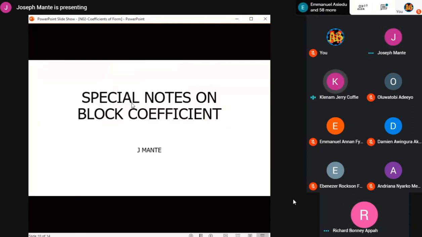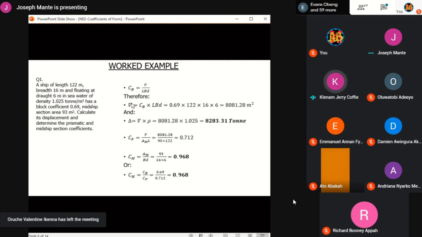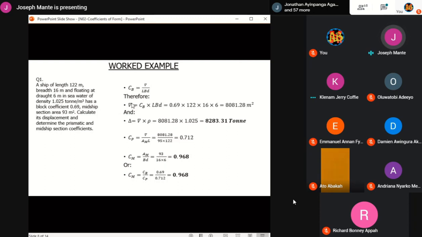Sir, please, I have a question. All right, I'm listening. With the current definition you gave to the midship coefficient, I want to ask: is it okay to define it as the ratio of the block coefficient to the prismatic coefficient, or do you have to use the old definition you gave earlier? Because with the solution you gave, you used the block coefficient and the prismatic. So is it okay to use it?